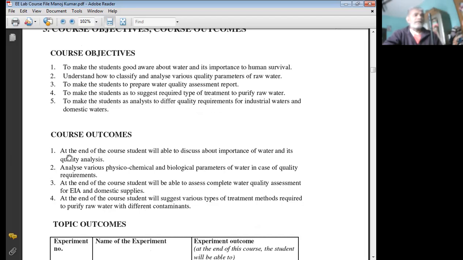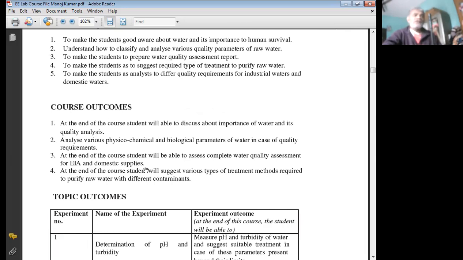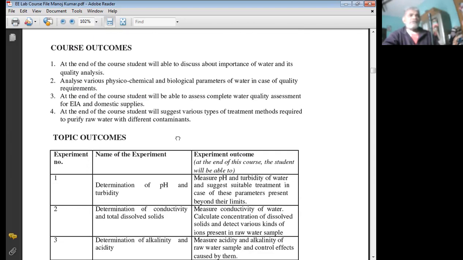The course outcomes: at the end of the course, students will be able to discuss the importance of water and its quality analysis. Analyze various physicochemical and biological parameters of water with respect to quality requirements. Students will be able to carry out a complete water quality assessment for EIA and domestic supply. Students will suggest various types of treatment methods required to purify water with different contaminants.